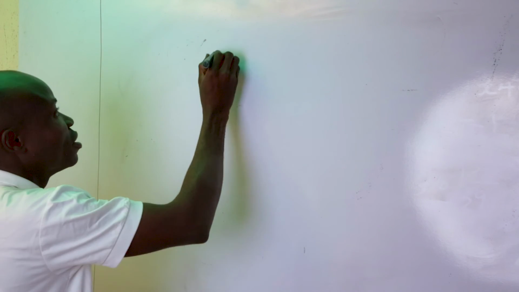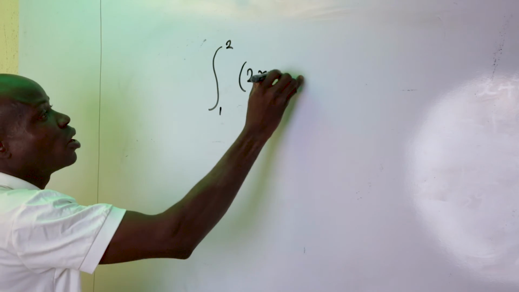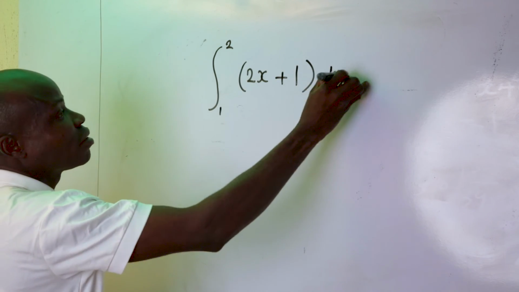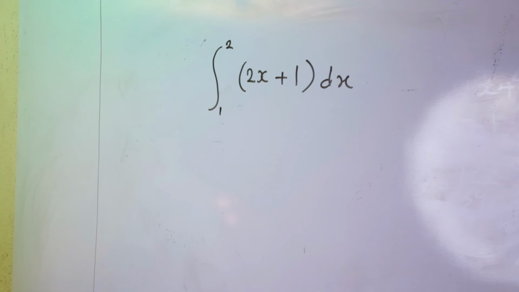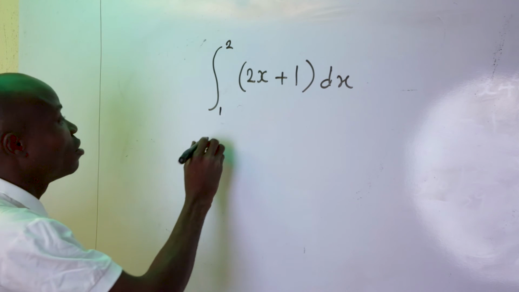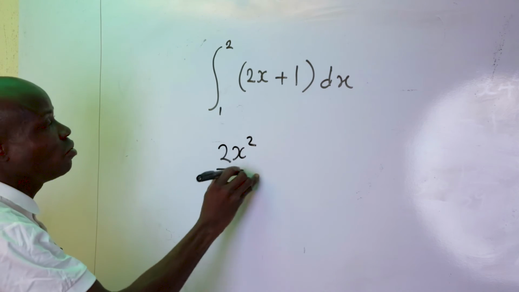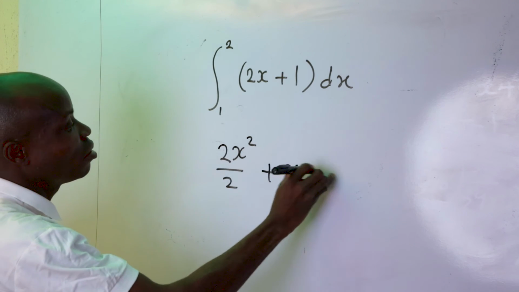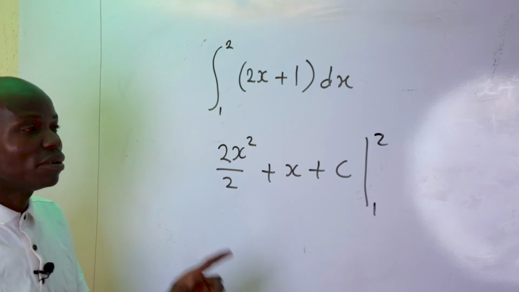Number 24, evaluate the integral from 1 to 2 of (2x + 1) dx. This one is a definite integral. Integrating 2x + 1, we have 2x^2 over 2 plus x plus our constant, not forgetting the range.